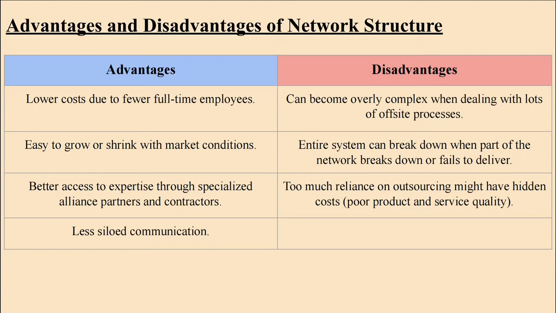For the disadvantages, network structure can become overly complex when dealing with lots of outside processes. The entire system of network structure can break down when part of the network breaks down or fails to deliver, and too much reliance on outsourcing might have hidden costs. That's all from our group.